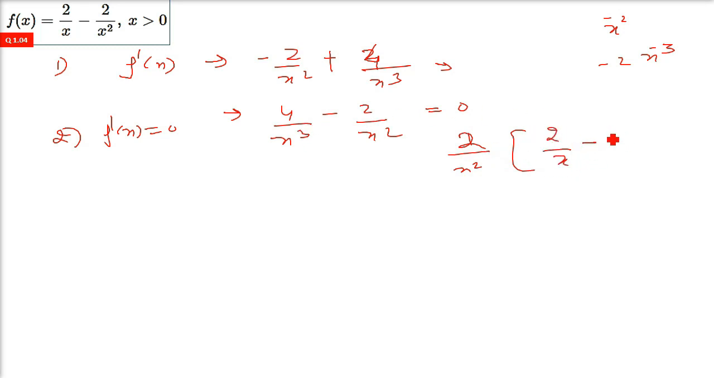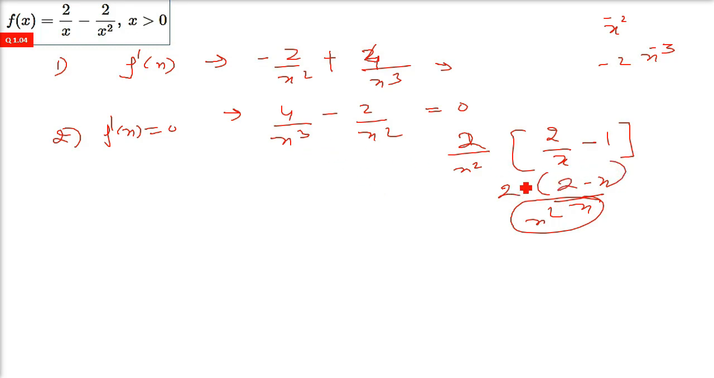See, this is the way I am telling you. I am not binding you to follow this. It is up to you. You are intelligent enough, you are more intelligent than every one of us. So you can follow any way you want. So what I got is 2 into 2 minus x by x cube.